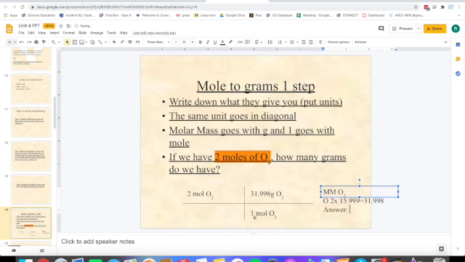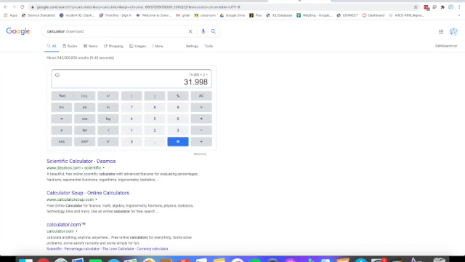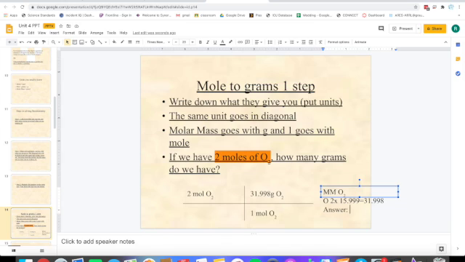So now that we have this filled out, we are going to multiply the top and the bottom. So here we will do 2 times 31.998. So 31.998 times 2 is 63.996.